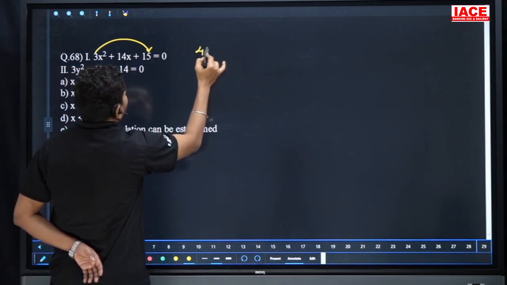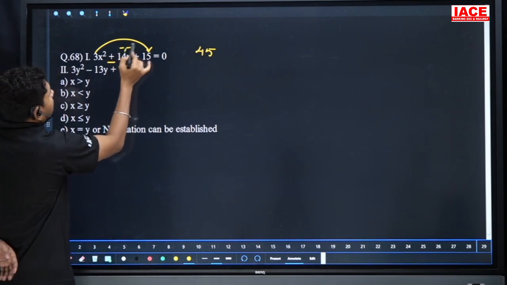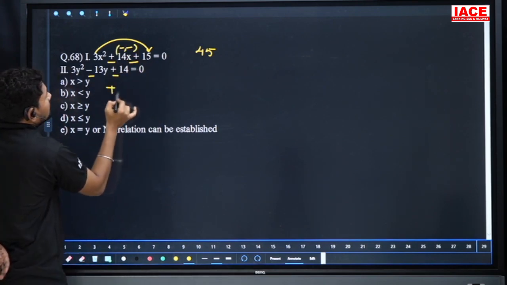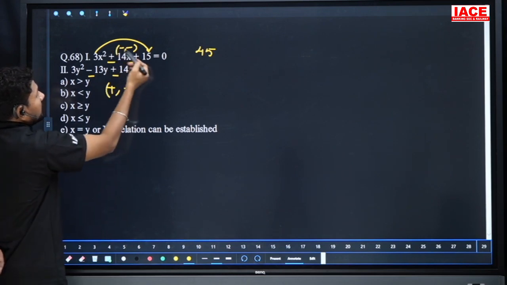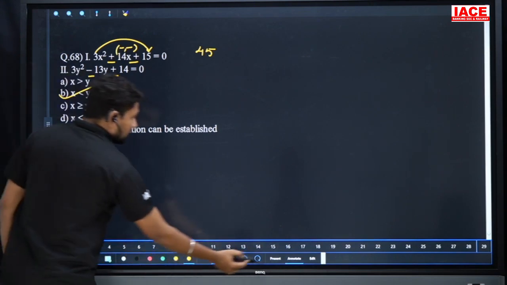And next one, here 3x square plus 14x plus 15, 3 15s are 45. 45 we can write as factors. Here also look, plus plus is always giving minus minus factors, minus plus is always giving plus plus factors. Then what is the meaning? Comparing to negative, positive value is bigger, then the answer is x less than y. Then go for the next question.